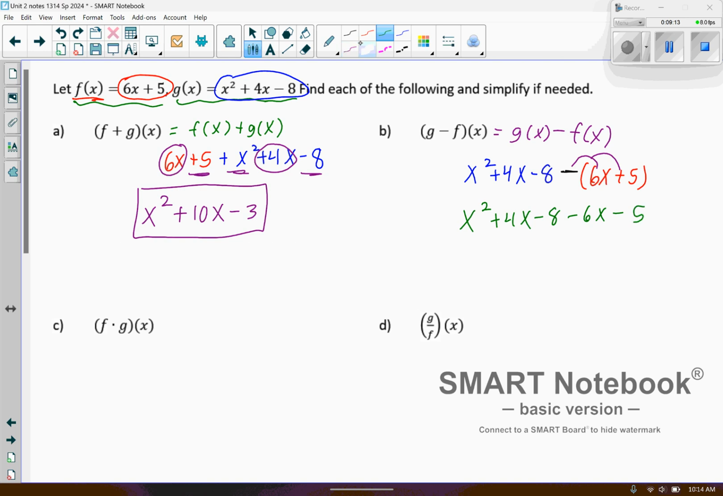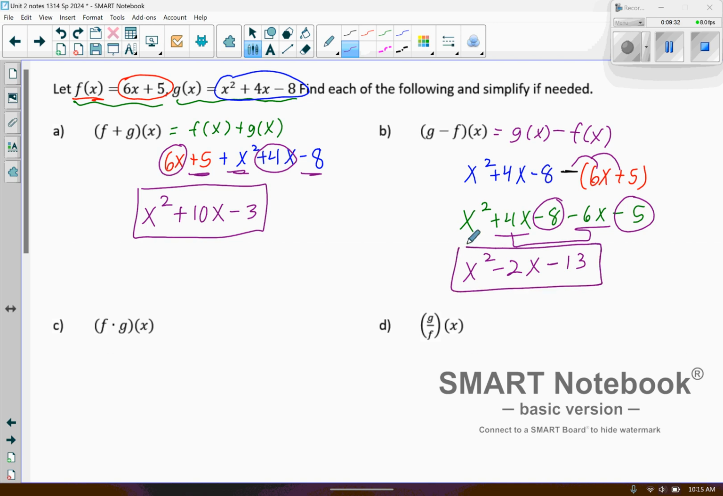And we have a few like terms to combine here. So the 4x and the minus 6x would combine to be a minus 2x. And then the minus 8 and minus 5 combine together to be a minus 13 in total right there. And that's what we're looking at.